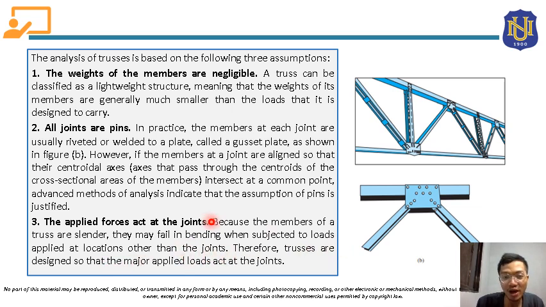So this is the reason why we cannot apply the forces within the span of the members in trusses, because the members of trusses are slender, so they are lightweight. If we apply load there, it will fail. It will fail in bending. So these are the three assumptions that you should remember in analysis of trusses.